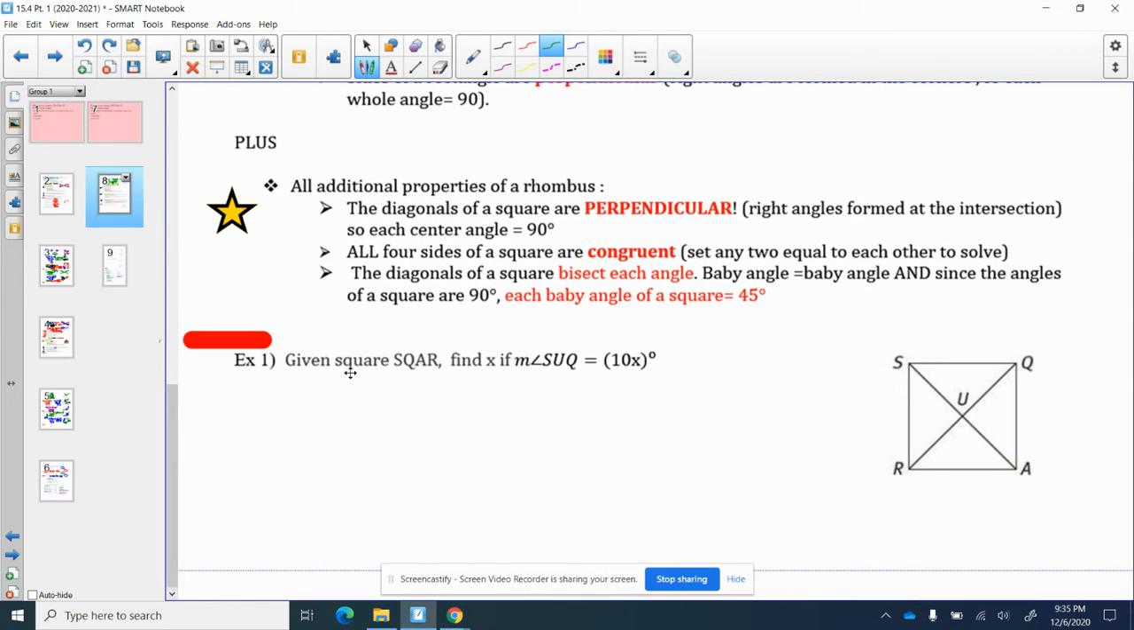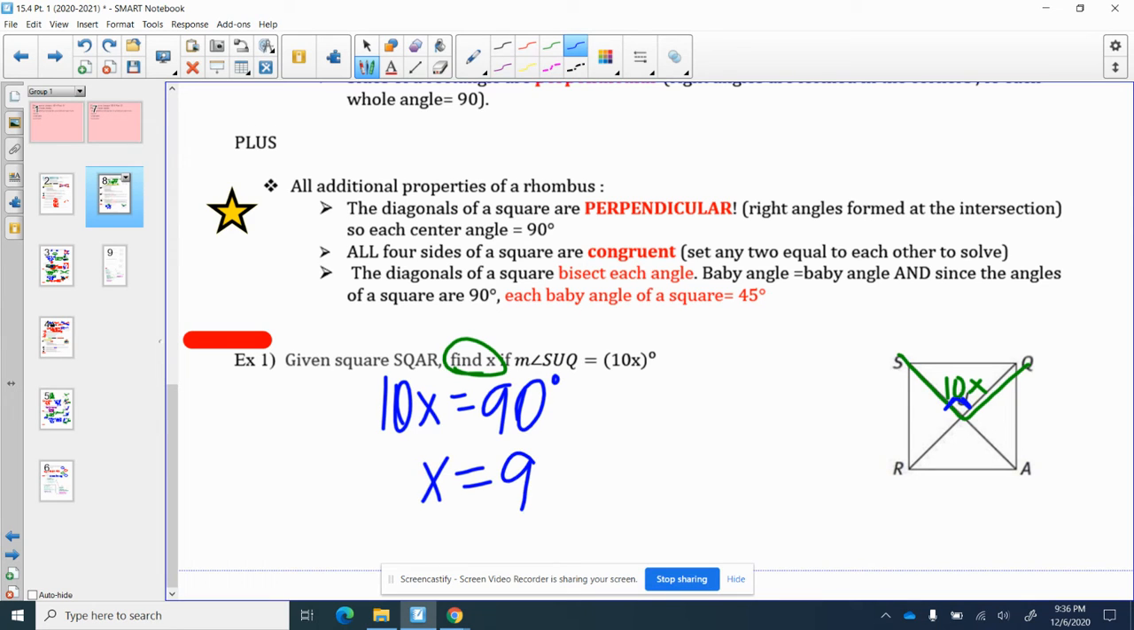Okay? So if we look here in example 1, we're given that this is a square, SQAR. And we want to find x if SUQ, this angle, is 10x. Well, we know that not only with the rhombuses, but now with a square, the diagonals are perpendicular in this specific figure. So what we know here is that 10x has to equal 90 degrees. So x has to be 9.